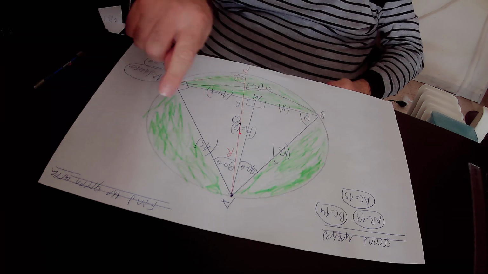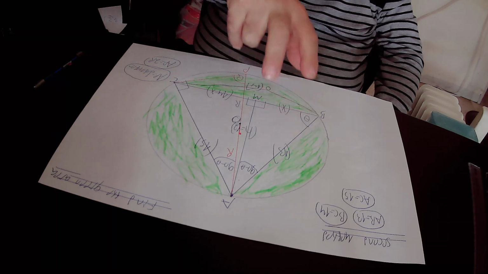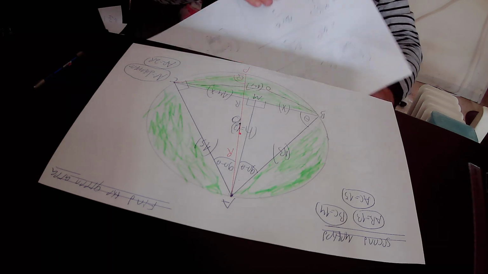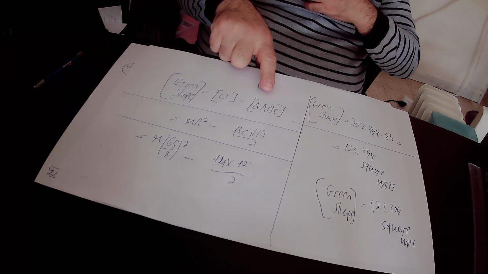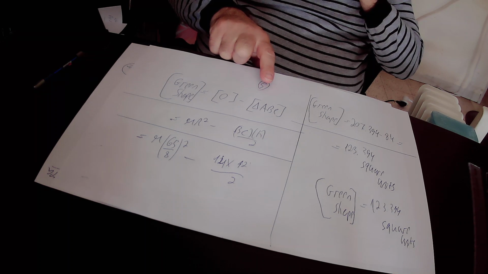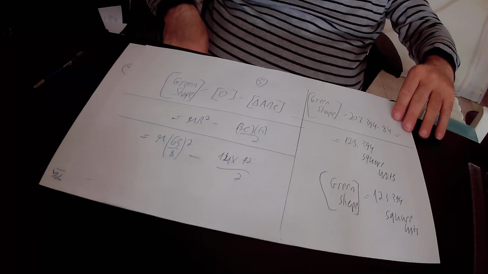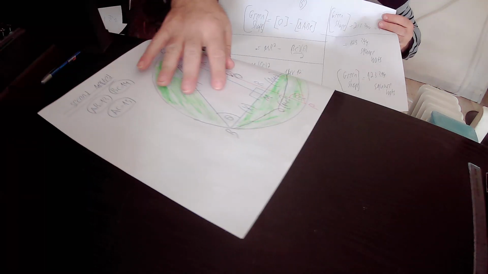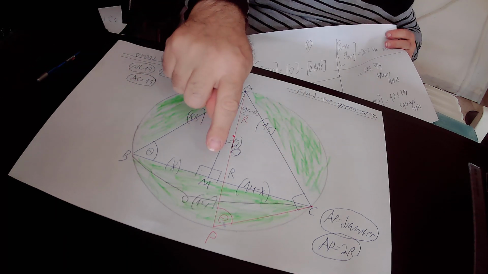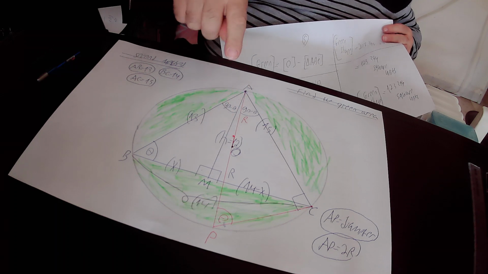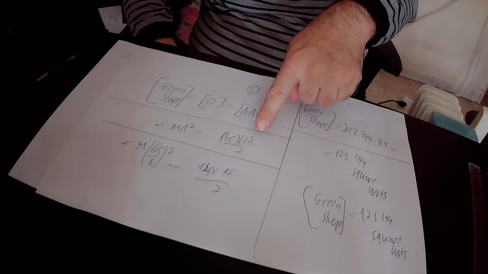So what is the area of the green shape? Repeat again, the area of this green shape equals the area of the circle minus the area of triangle ABC. Okay, so the area of the circle equals pi R squared. What is the area of triangle ABC? The area of this triangle ABC equals the base of the triangle that is BC times the height to the base that is h over 2.